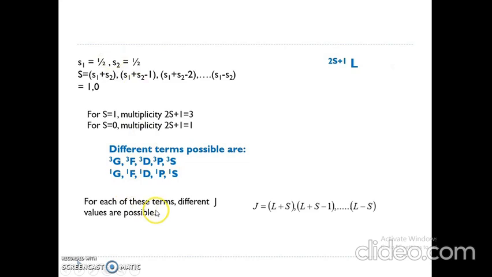And for each of these terms, different J values are possible because the J value is given by the formula L+S up to L-S. So we are not writing this because it is much more complicated. Now, there are 10 terms possible. How will you find out which is the ground state or the ground term for the system? Or how will you arrange these terms in increasing or decreasing order of energy? We will see that in the next module.